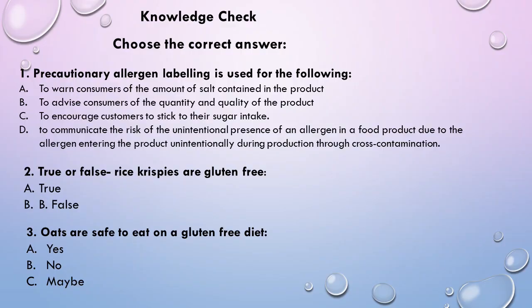Number 1, precautionary allergen labeling is used for the following. A. To warn consumers of the amount of salt contained in the product. B. To advise consumers of the quantity and quality of the product. C. To encourage customers to stick to their sugar intake. D. To communicate the risk of the unintentional presence of an allergen in a food product due to the allergen entering the product unintentionally during production through cross-contamination.